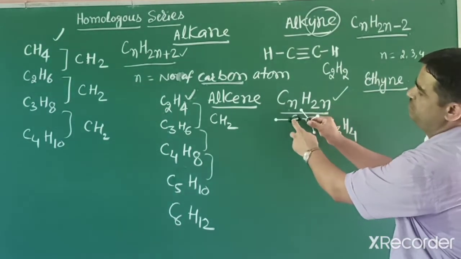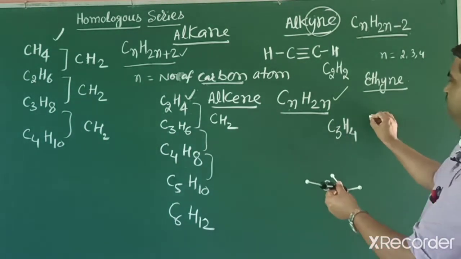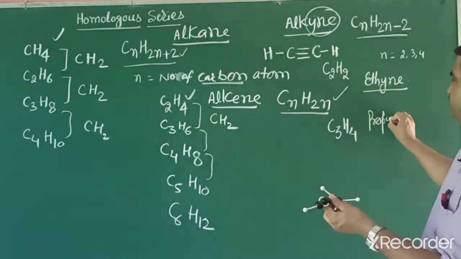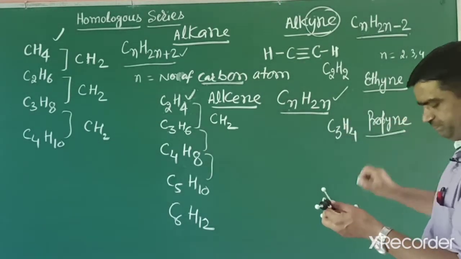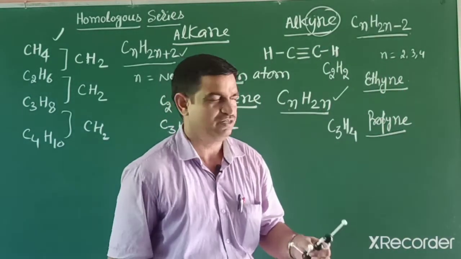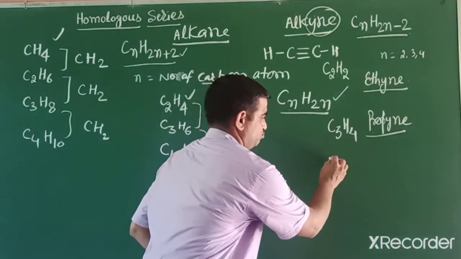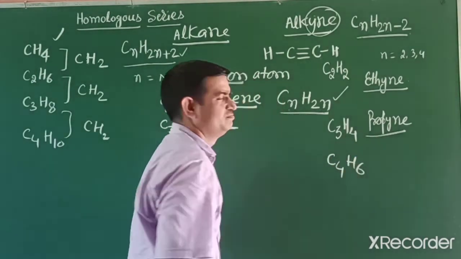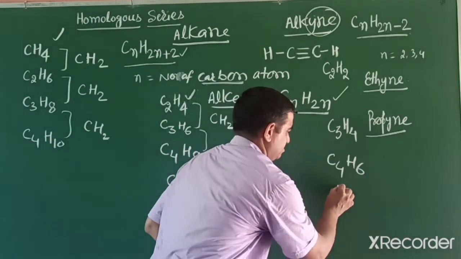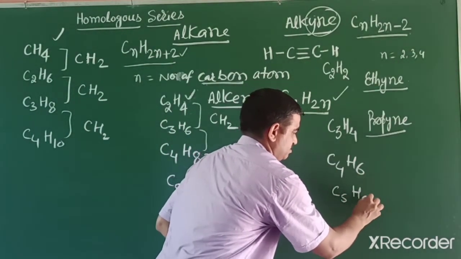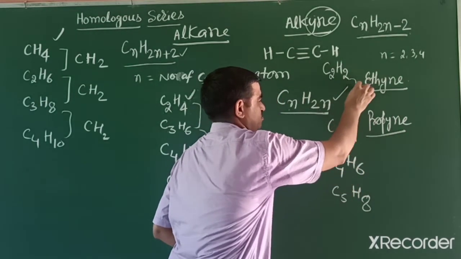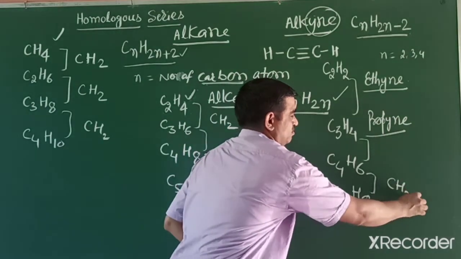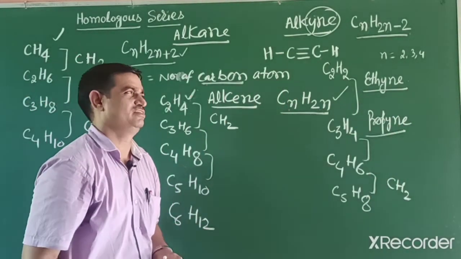Next member. So what is the name of this compound, students? How can we write? 3 carbon, name is prop, and 1 triple bond, then suffix "-yne": propyne. So for the next member, we can add 1 more CH2. It means C4H6. Then further we can write C5H8, because the first member and second member differ only by CH2. So you add 1 CH2 and then the next member can easily be identified.